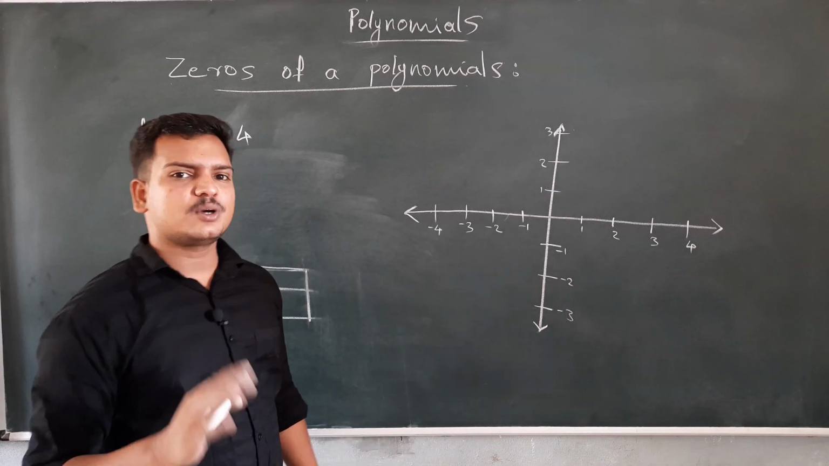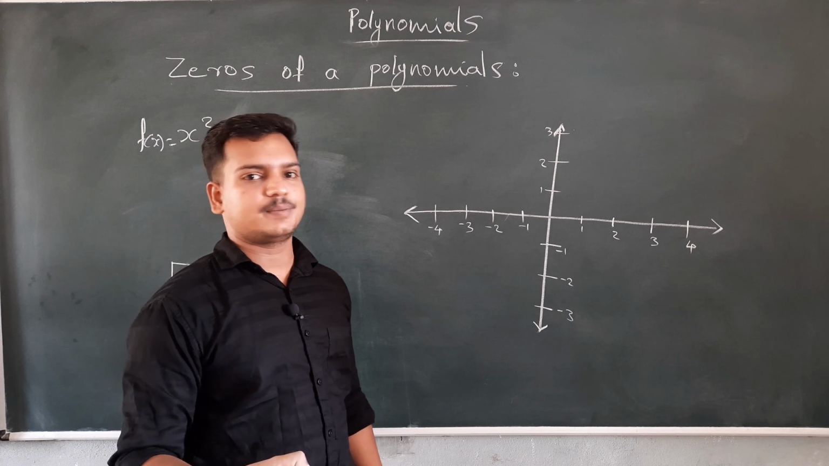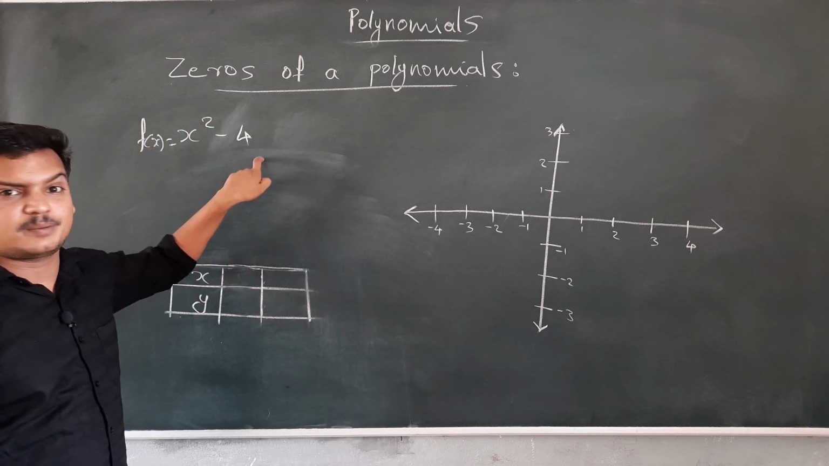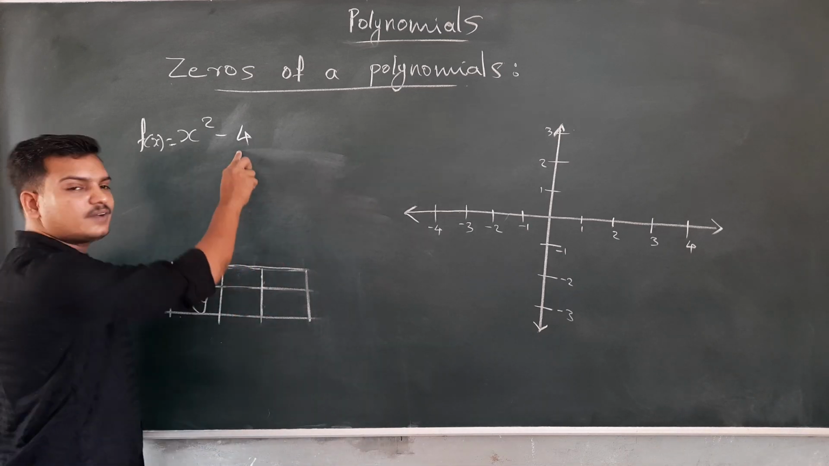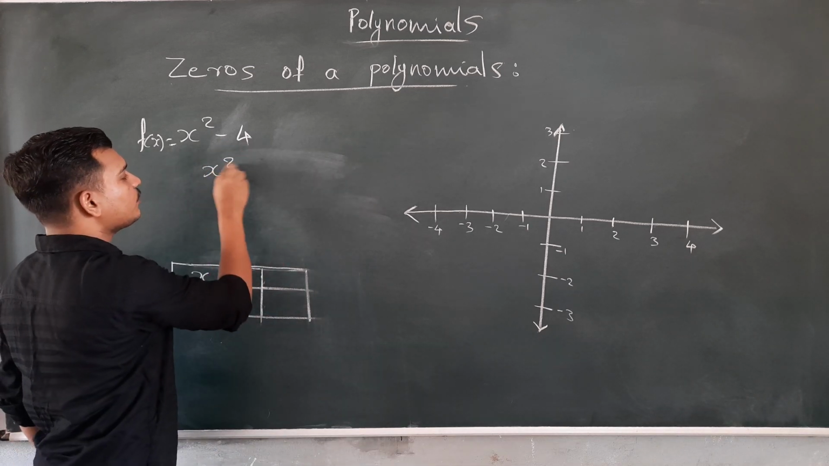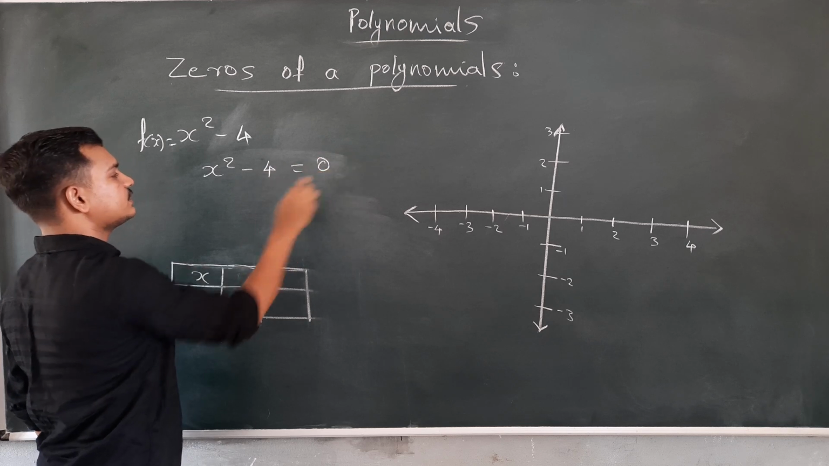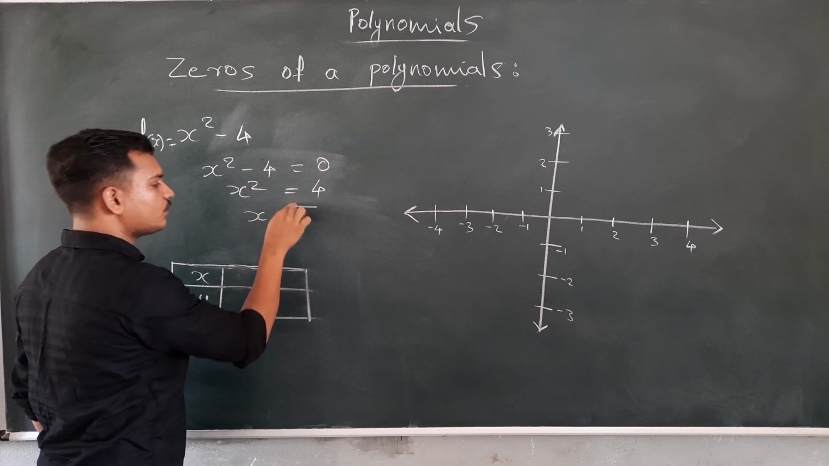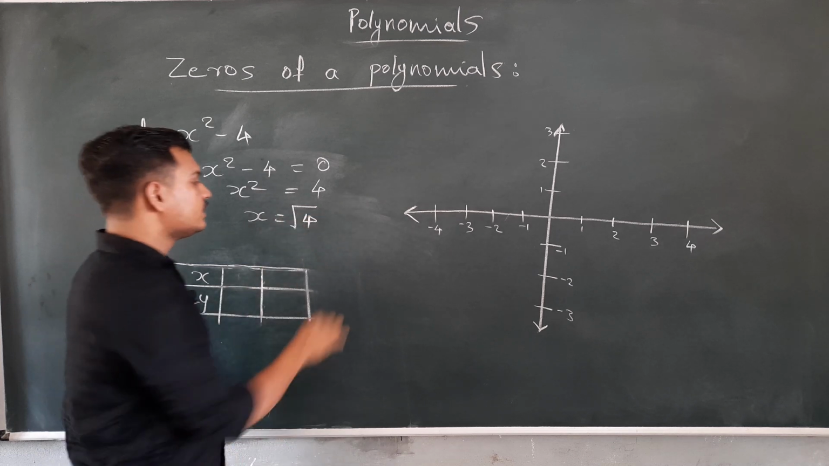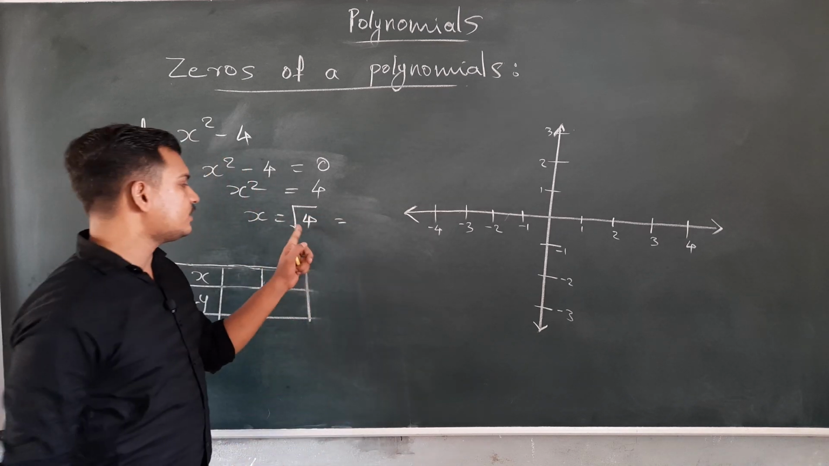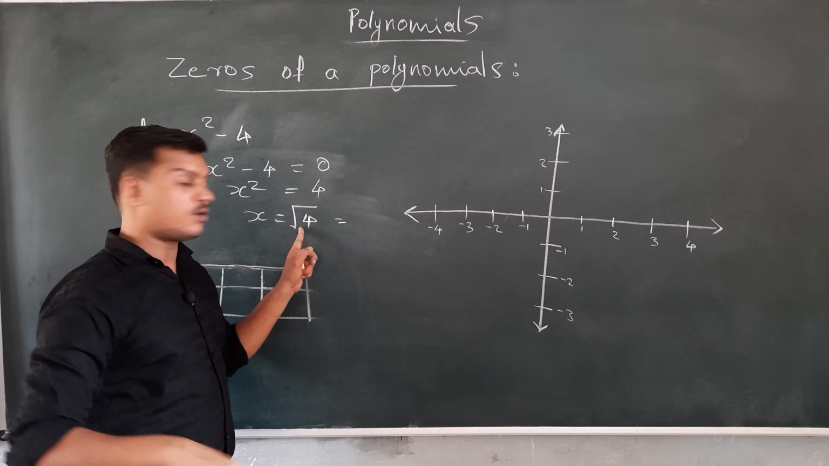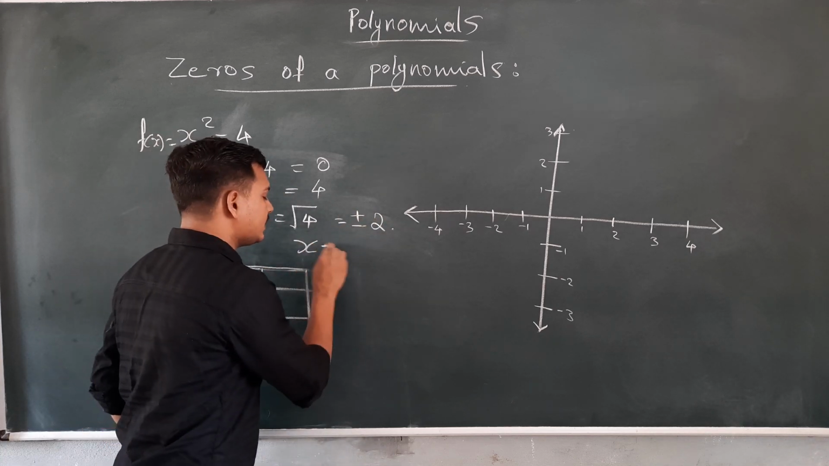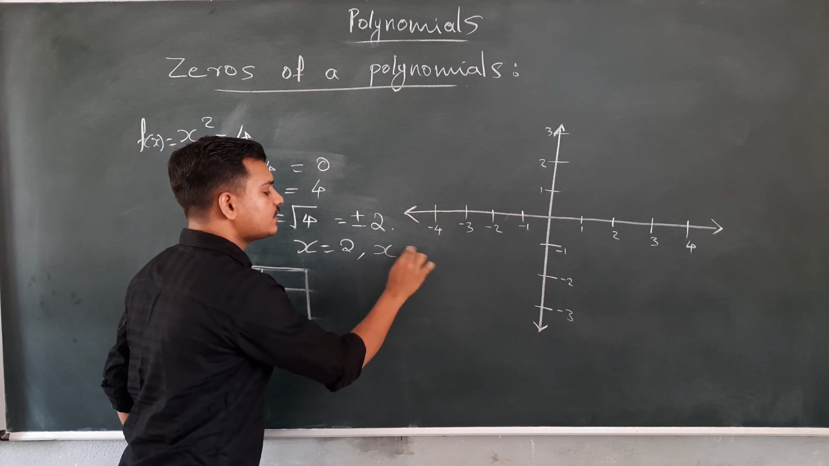Now let's look into the geometrical meaning of zeros of a polynomial. For that I consider a polynomial here, f of x equal to x square minus 4. Let's find the zeros of this polynomial. x square minus 4 is equal to 0, then x square is equal to 4. So x is equal to root of 4. Up to last year you considered root of 4 as 2. From this year onwards we are considering plus or minus 2, which means x has two values, x is equal to 2 or x is equal to minus 2.